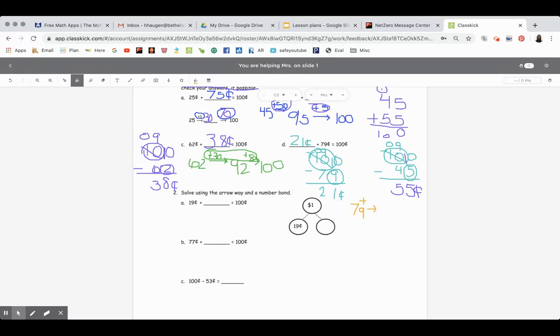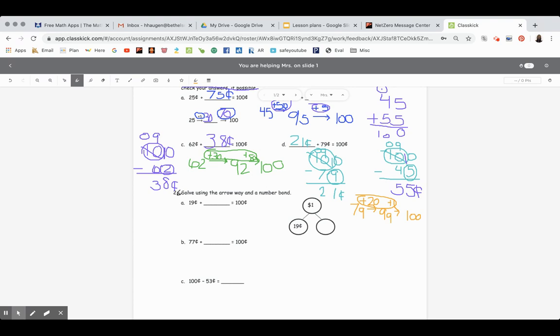79, 89, 99. Well, that was only 2 fingers I held up, and 2 tens is 20. So that got me to 99. So how many do I need to get to 100? Just 1. And to find my final answer, I look at everything that I added up here at the top. And again, I got an answer of 21.